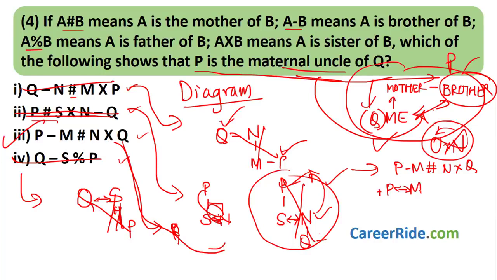M hash N. Hash means what? Mother. M is mother of N. N X Q. X means sister. N is sister of Q. That means these both are siblings. If they are siblings, that means M is mother of Q. So this is the relation, paternal uncle, like this. See how easy it was. Just draw diagrams for each and every sum of this kind. Very easy. Let's move on.